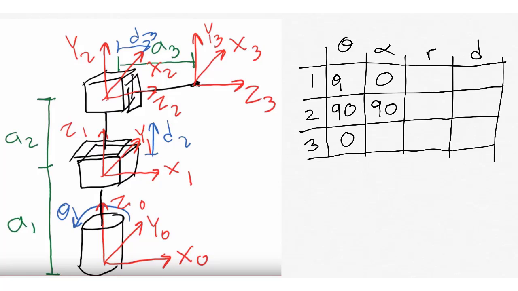Now let's do the third row. z2 is pointing to the right, and z3 is also pointing to the right. So there is no rotation needed to get these two axes to match. Alpha for the third row is 0.